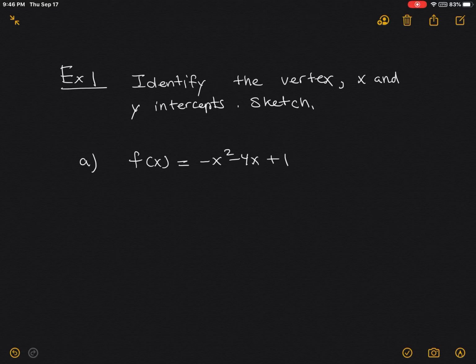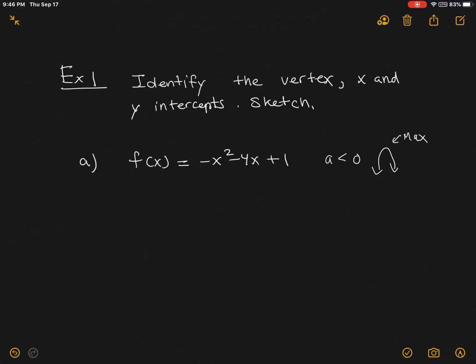All right, we're going to move on to example 1. You're asked to identify the vertex, x and y intercepts, and you're asked to sketch. First things first, I noticed that a is less than 0 right away. I know the parabola is going to go up, and it's going to have a max.